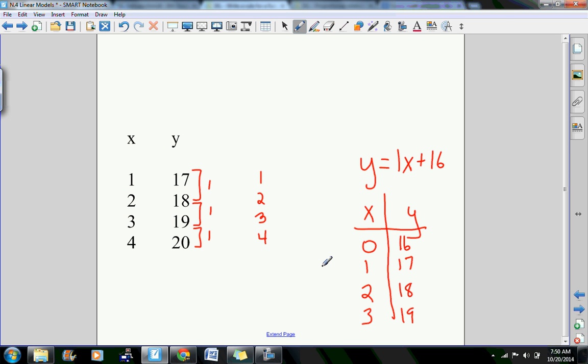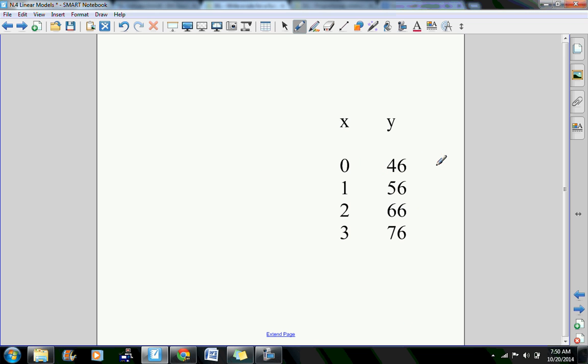Now, I also talked about that x equals 0 point. If you notice the pattern is going up by ones, that would make this have to be 16, which also fits into our starting value point. Okay, so you find that rate of change, and then you have to find your starting value. I want you to try this one on your own.